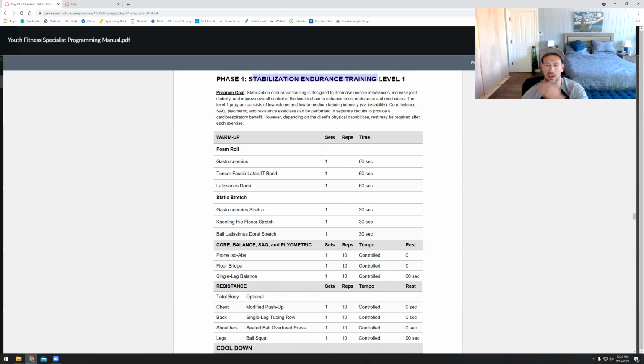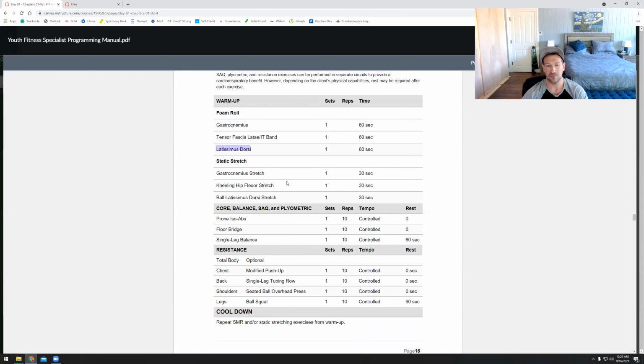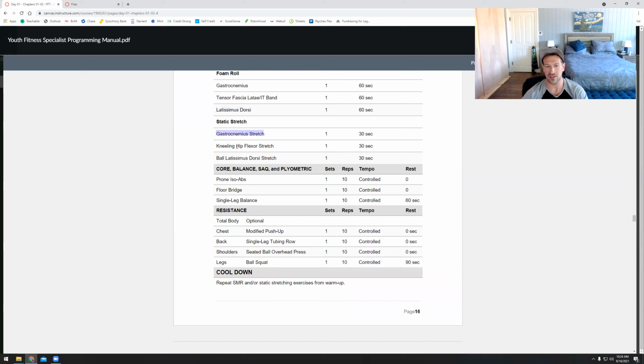If you've got a client who's in phase 1, well, there you go. You're going to foam roll, let's say the gastrocnemius, TFL, and lats, and then you're going to static stretch the gastrocnemius, hip flexors, and lats, right? Prone iso abs, floor bridge, single leg balance, 1 set of 10 reps at a slow tempo. 0 seconds rest, 0 seconds rest, 60. So clearly this is a circuit.